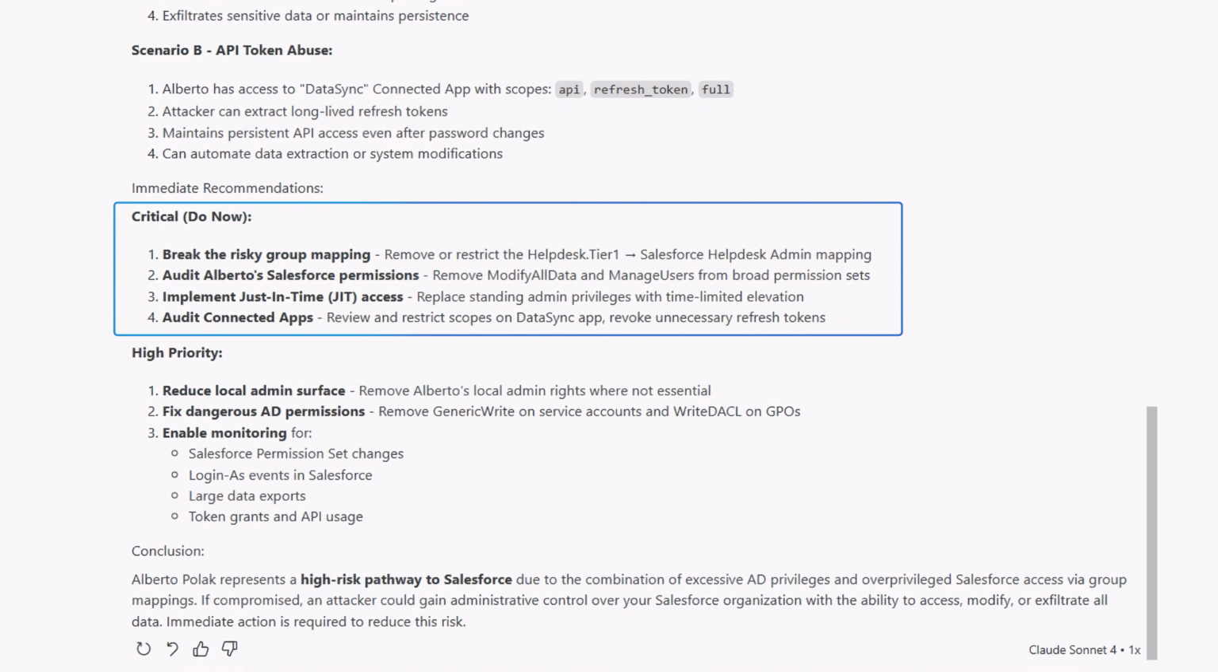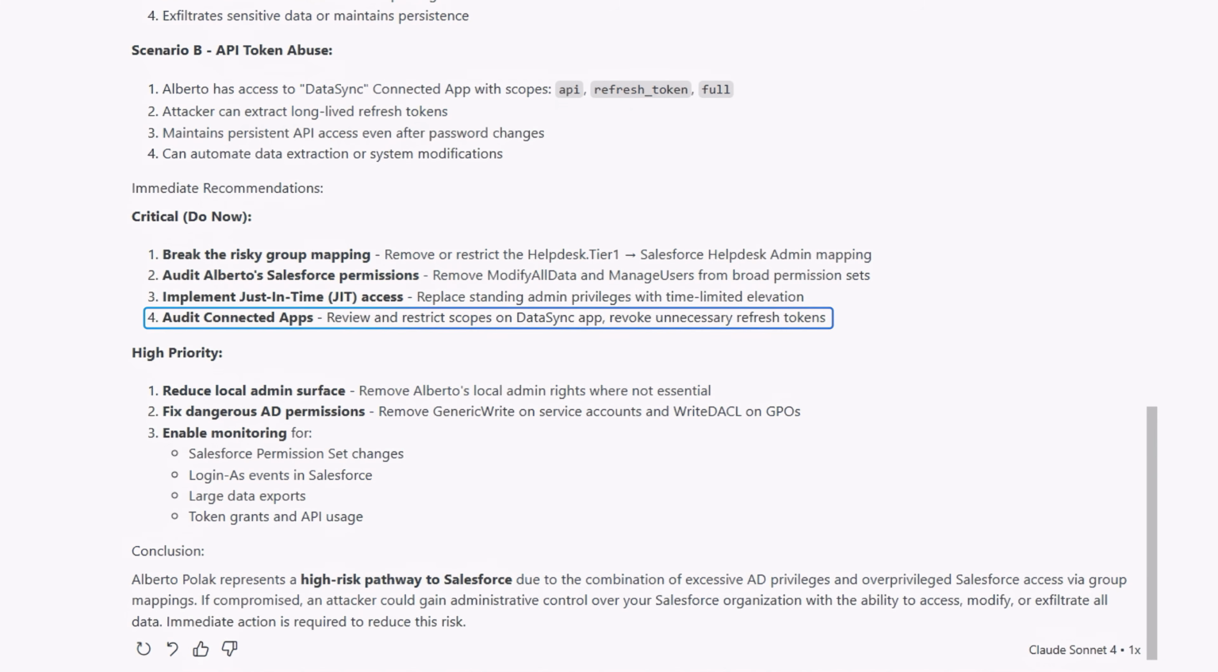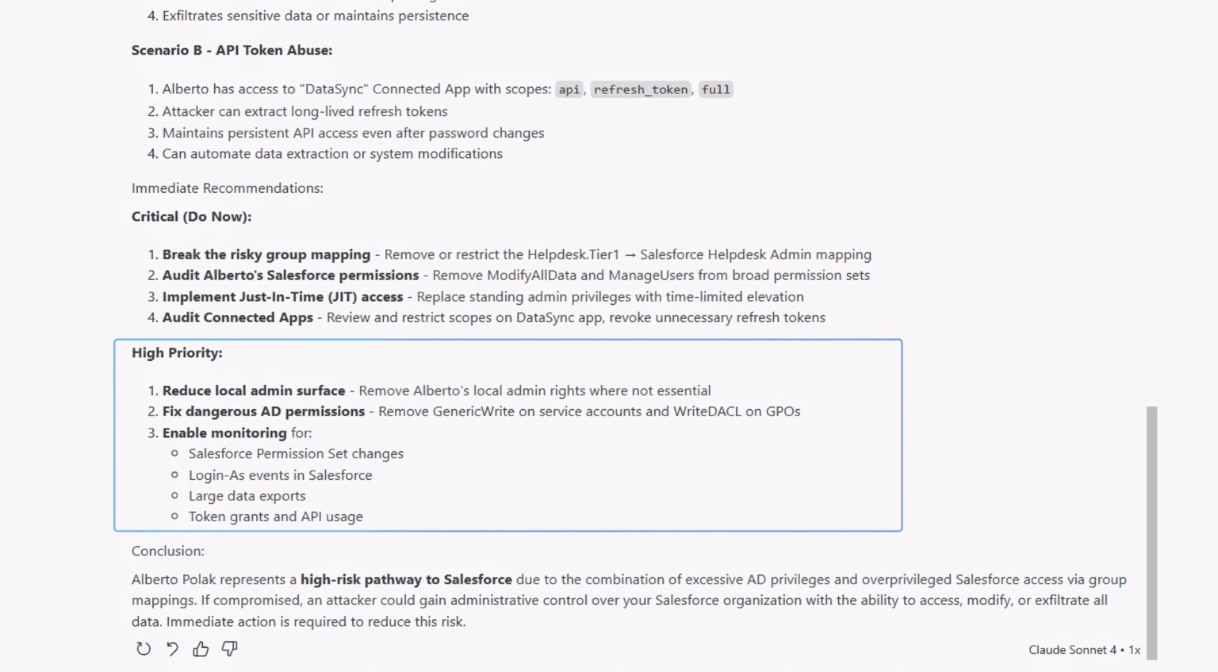These ones are at a critical level focused on reducing Alberto's access levels, including his group memberships, enabling just-in-time elevation to limit standing privileges, and auditing connected apps to make sure they have not been compromised. Then, in high priority recommendations, these themes are reiterated at a more zoomed-in level for specific parameters, activities, and assets.